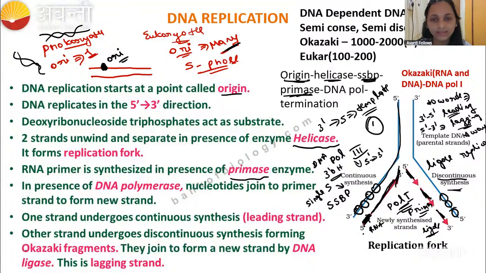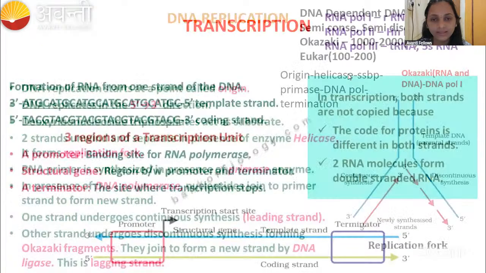It will be joined by the ligase enzyme. And about the Okazaki fragment, in bacteria it will be 1000 to 2000 base pairs, whereas in eukaryotes it will be about 100 to 200. Remember this. Okay, so this is about replication. Replication is semi-conservative and semi-discontinuous. It is synthesized by the DNA-dependent DNA polymerase. Fine.